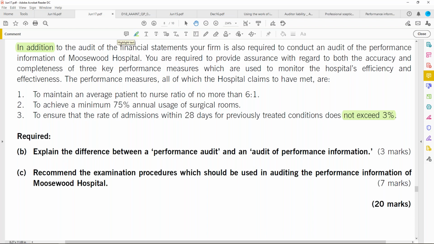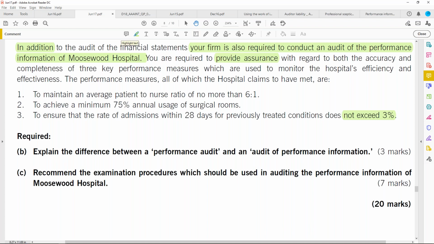Okay, good. I'm reading. In addition to the audit of the financial statement, so you are also the auditor of the Moosewood Hospital. So in addition to the audit of the financial statement, your firm is also required to conduct an audit of performance information of the Moosewood Hospital, right? Not performance audit, audit of performance information. So see, is the examiner using the jargons very carefully? Examiner again and again is saying audit of performance information, right? So along with the audit of the financial statements, you're also responsible for the audit of the performance information, full stop. You are required to provide assurance.